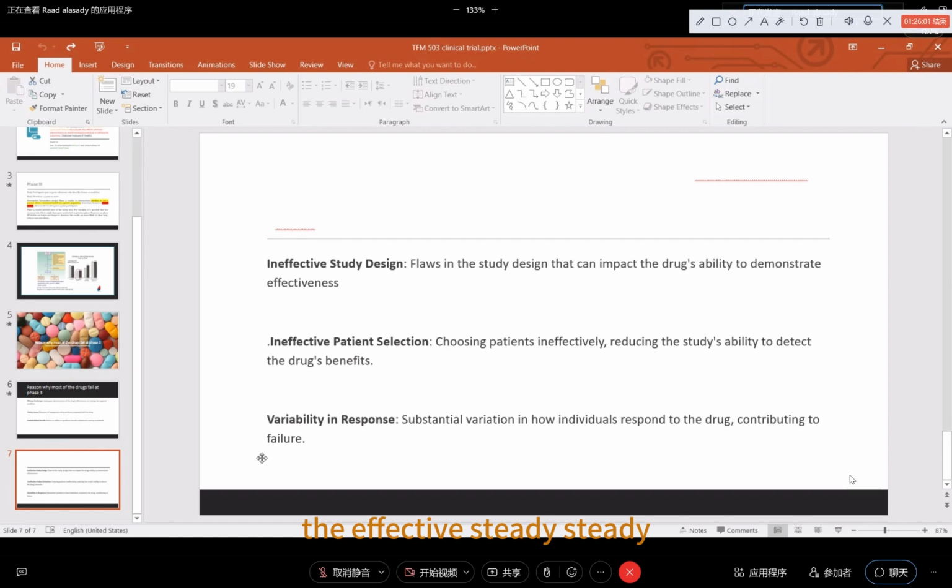The effective study design: the failure of study design can compromise the study's ability to show effectiveness. In fact, patient selection and patient effective results, the study ability, the drug prevent a variable in response, variable in response, a drug contact failure.